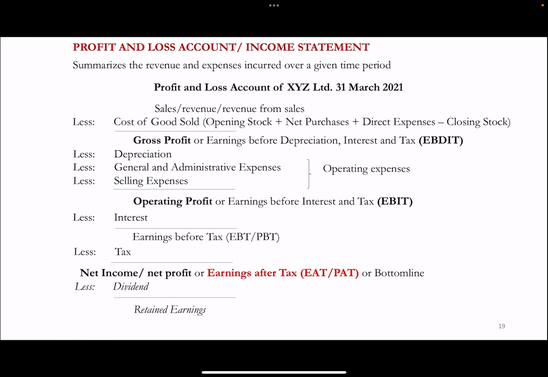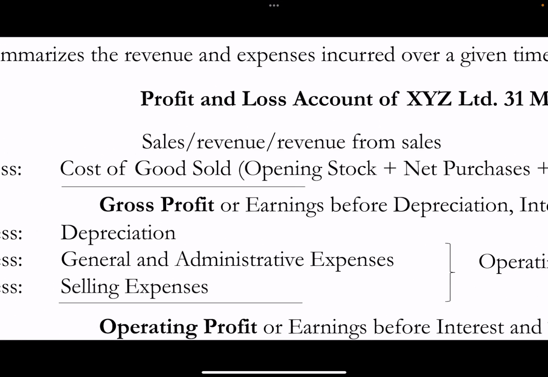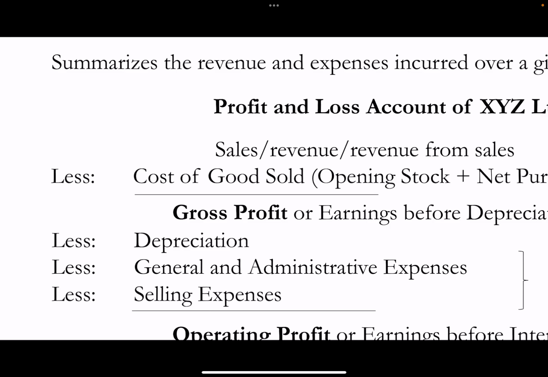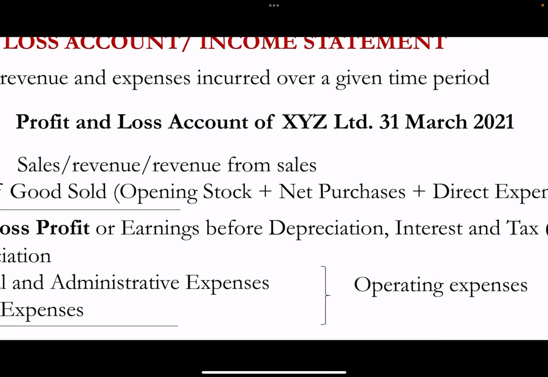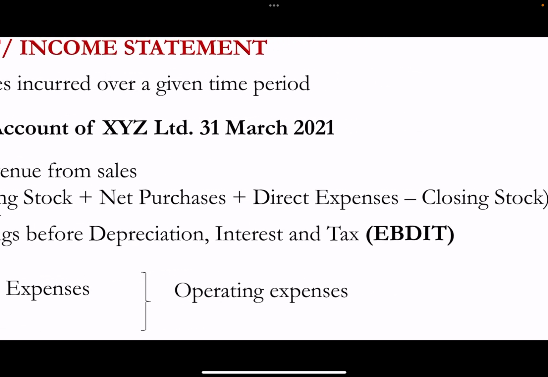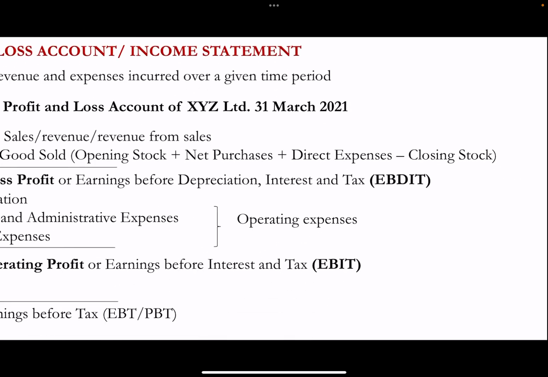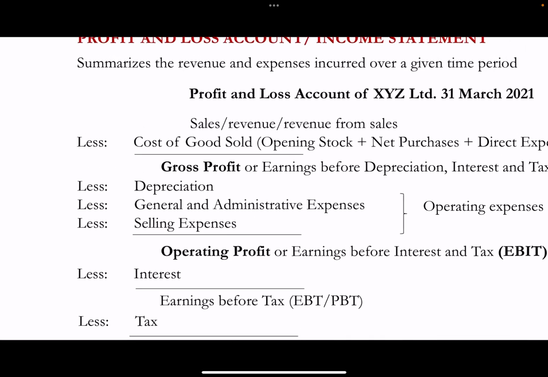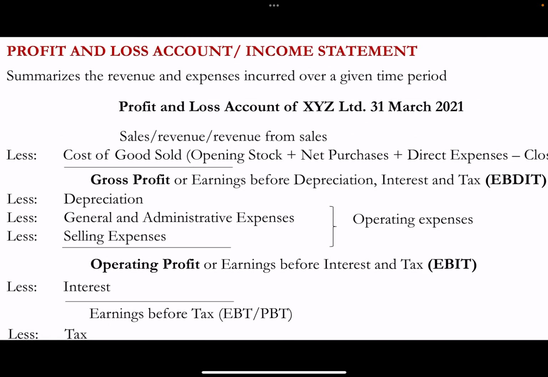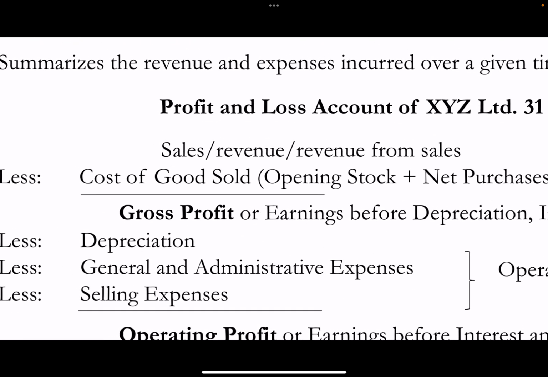When we deduct COGS from sales, we will get gross profit, which is also known as earnings before depreciation, interest and tax, EBDIT. So this is the gross profit calculation: sales minus COGS gives you gross profit.